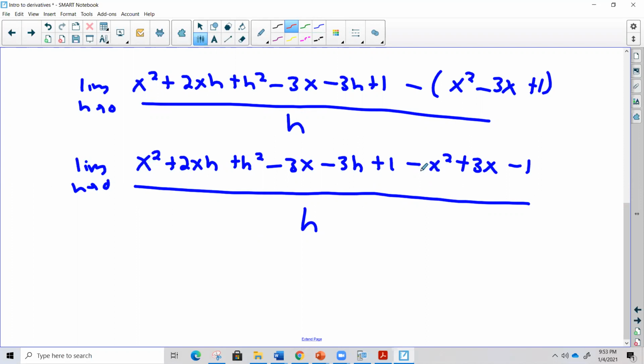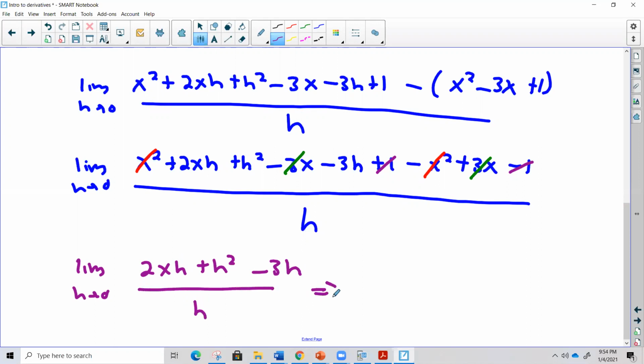So I have x squared minus x squared, those add to 0. I have a 2xh, that doesn't simplify. I have an h squared, no other squared. I have a minus 3x, and I have a plus 3x. I have a minus 3h, no other like terms, but then I have a plus 1 and a minus 1, so they'll add to 0. And so I should end up with all the terms in the numerator having at least one h.